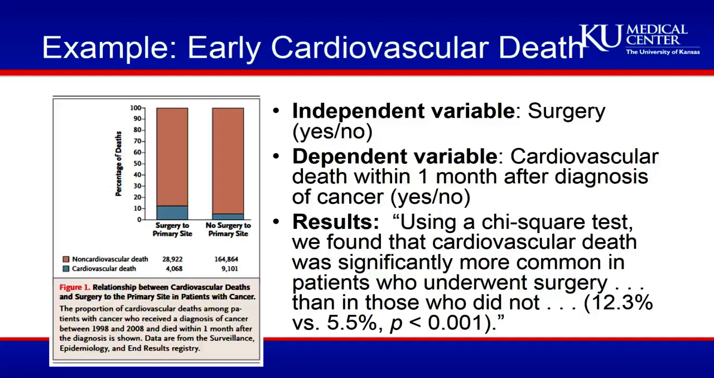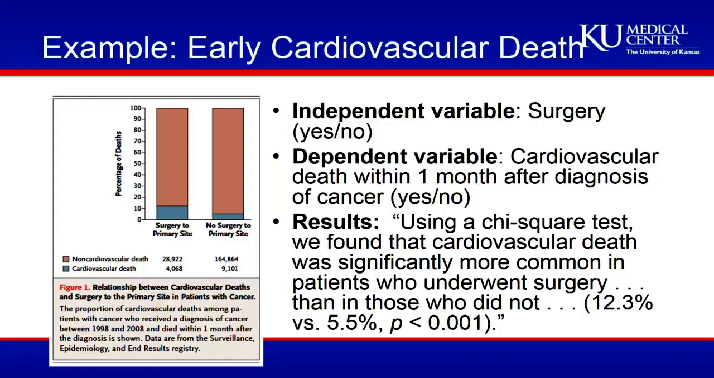This is an observational study from the SEER registry. So again, because it's observational, people are not being randomly assigned to receive surgery. There's clinical decision-making behind whether or not a patient goes to surgery or not. That could be confounding any results that we see here. We would perform an analysis in this case using a chi-square test of independence, and the results from this paper state explicitly that using a chi-square test, they found that cardiovascular death was significantly more common in patients who underwent surgery than in those who did not.